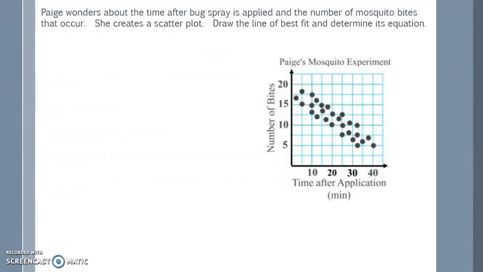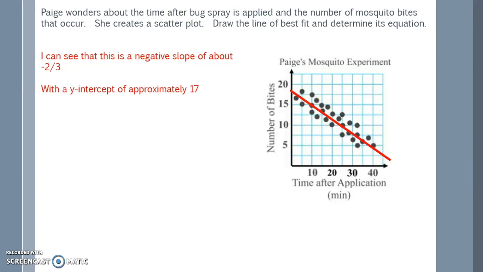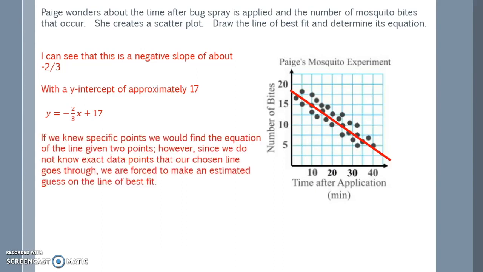Paige wonders about the time after bug spray is applied and the number of mosquito bites that occur. She creates a scatter plot. Draw the line of best fit and determine its equation. Notice again that half of our points are above and half are below our line of best fit. I can see that this is a negative slope of about -2/3, where we start about here and we go down about 2 and over about 3, with a y-intercept of approximately 17. Our equation then is y = -2/3 x + 17.